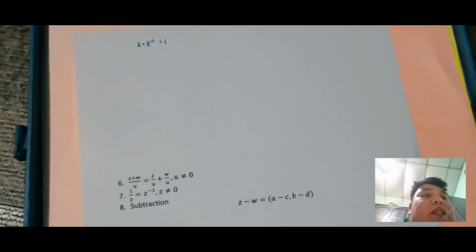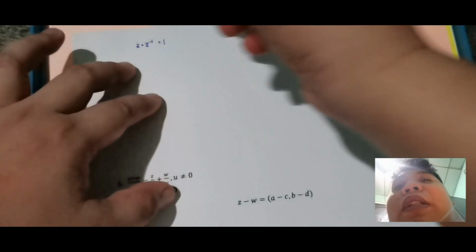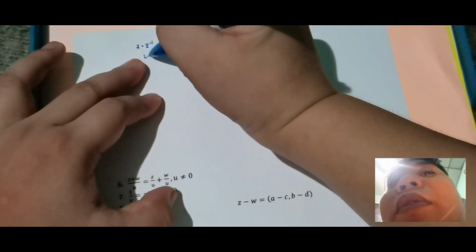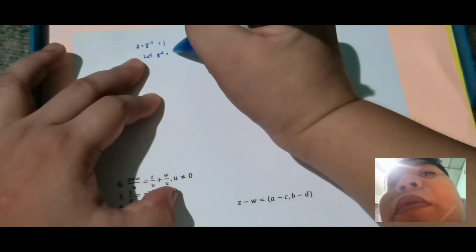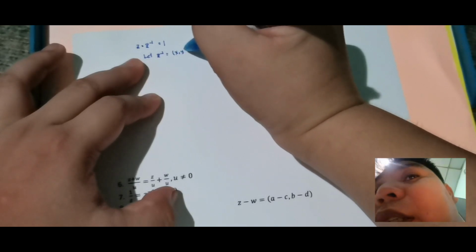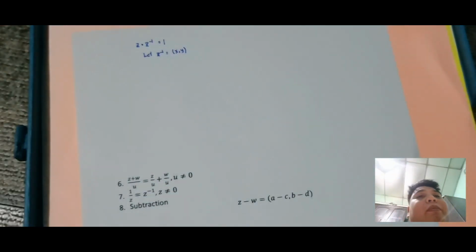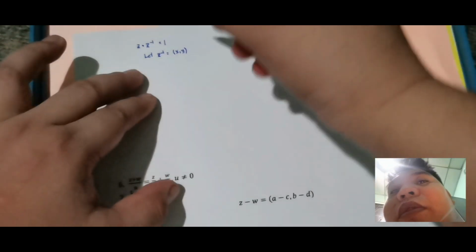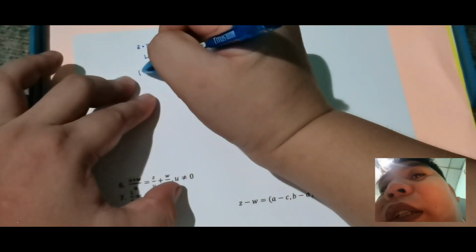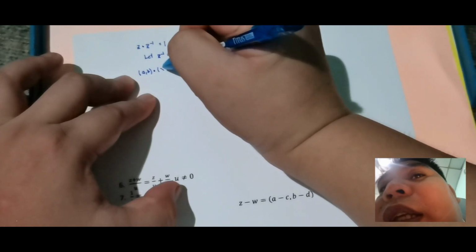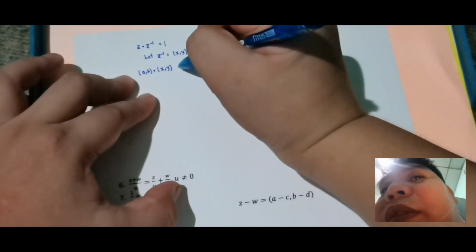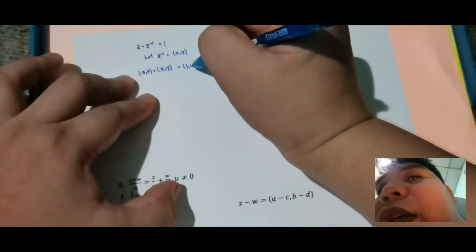So, may formula kasi kanina akong binigay eh. So, nakalagay doon. So, gusto ko derive na lang natin. So, dito, mag-let muna ako. Okay, let z inverse is equal to (x, y). Okay, since may value tayo ng z sa kanong 1. So, simple natin, that is (a, b) multiplied by (x, y) equals (1, 0).